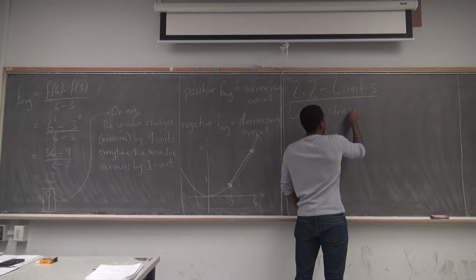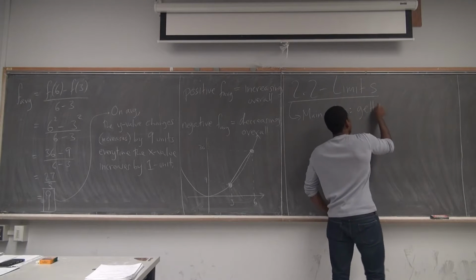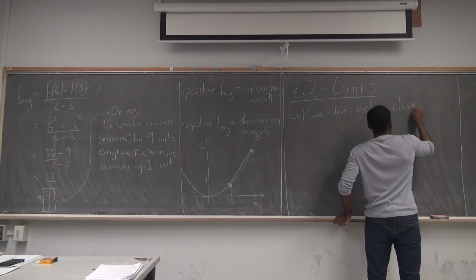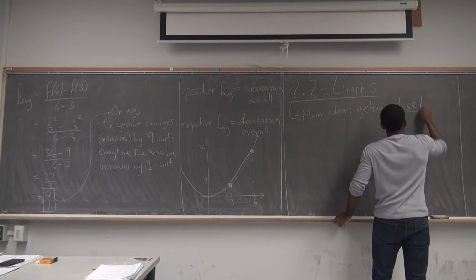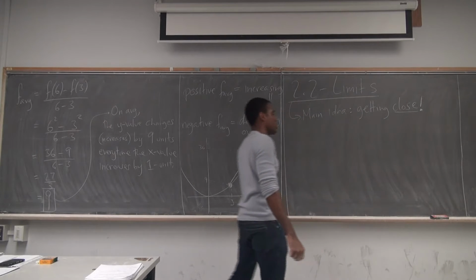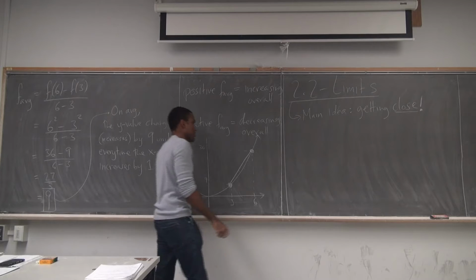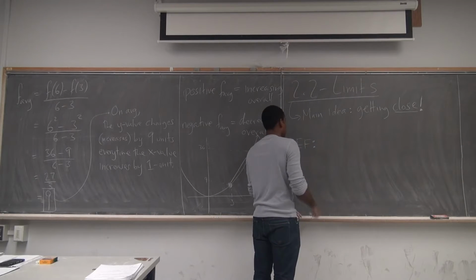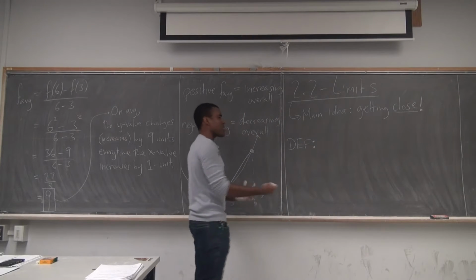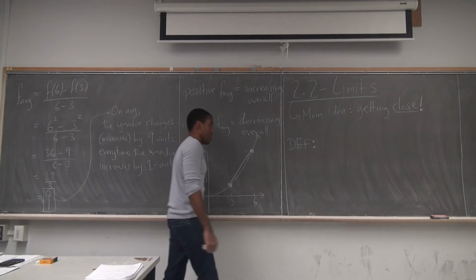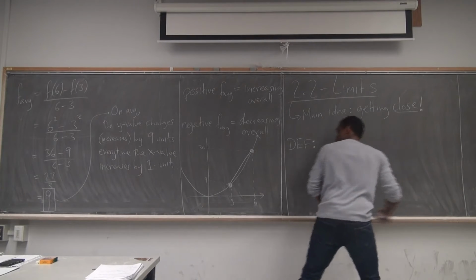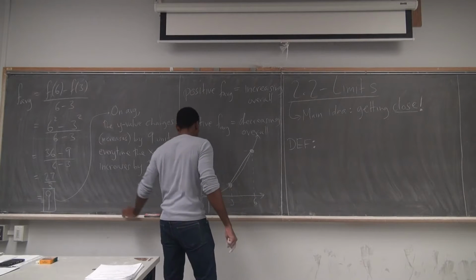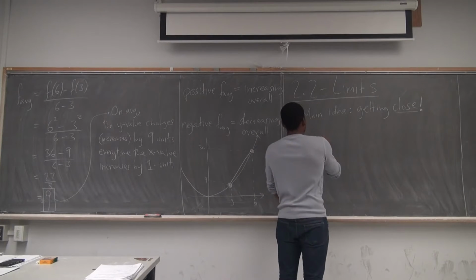The main idea of limits: getting close. Right? So limits are about getting close to something. So we're going to make this more precise. One thing you want to think about is that limits are about getting close to some point. You may not ever actually get there, and that's okay. Just need to get close enough. It's the ultimate demotivator. So now let's talk about what a limit is.